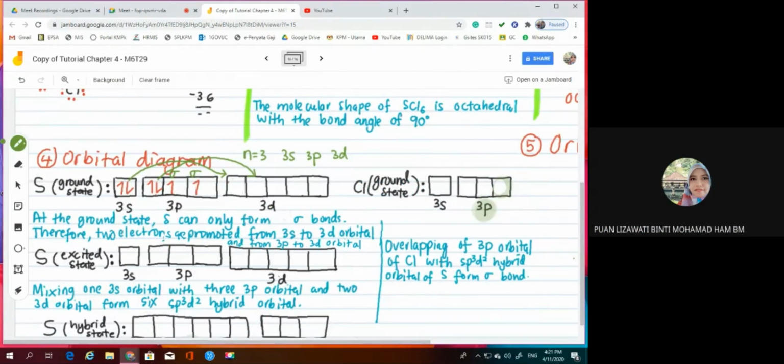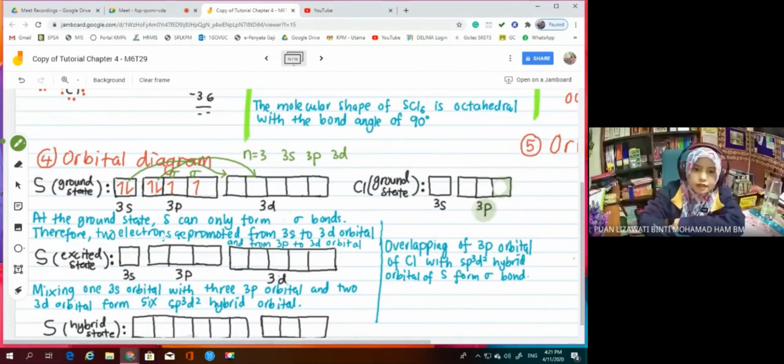At the ground state, S can only form 2 sigma bonds. So therefore, 2 electrons are promoted from 3s to 3d and from 3p to 3d orbital, and it will form the excited state. At the excited state, all the electrons are single. So there are 6 single electrons. However, the excited state is unstable.